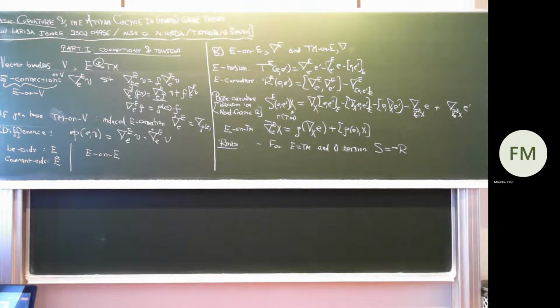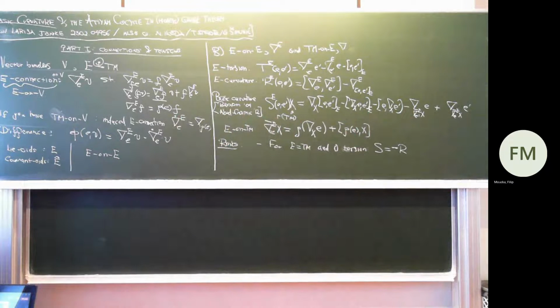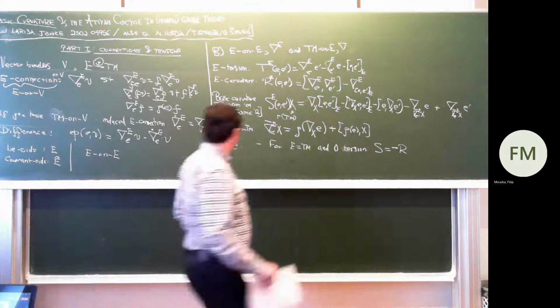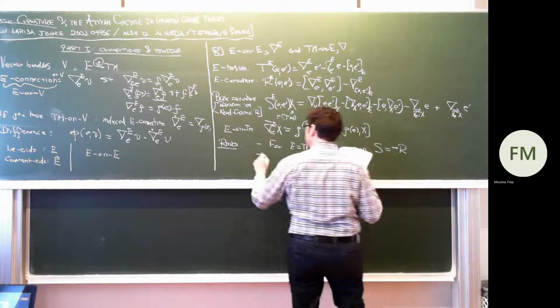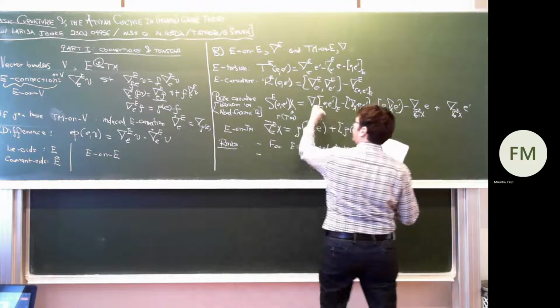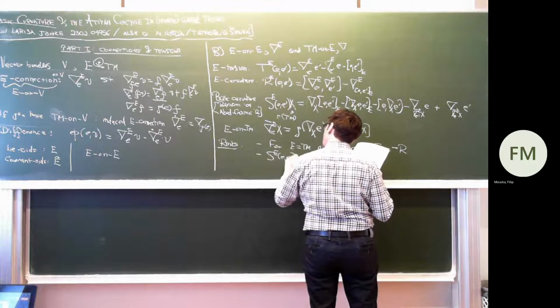So S is R, is minus R. Okay. So the two notions agree on the tangent bundle, of course, but depart when you go to anything else. So the second remark I would like to make is that, of course, you can rewrite this definition here in a kind of interesting way.